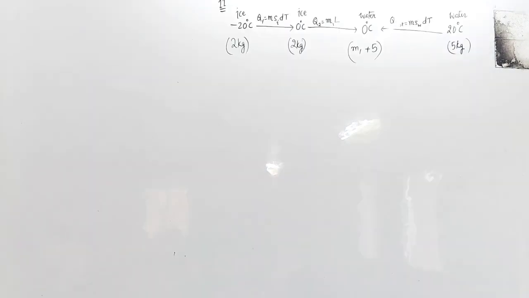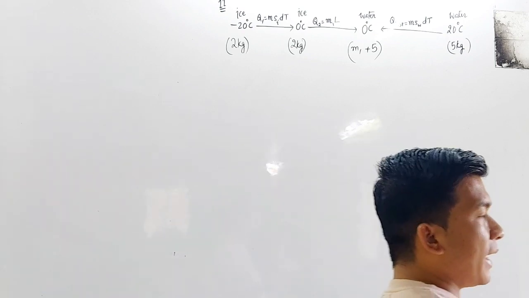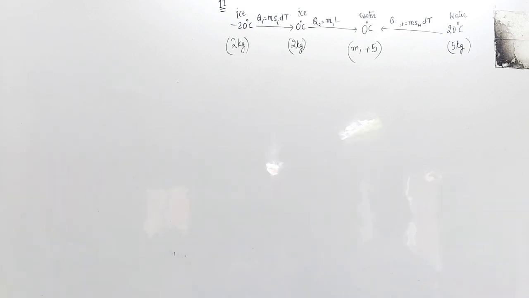In this question number 11, we have 2 kg of ice at minus 20 degrees Celsius, and this is to be mixed with 5 kg of water at 20 degrees Celsius. We know that this 5 kg of water is very less as compared to the 2 kg of ice. Therefore, in short, we can conclude that there will be some unmelted ice.